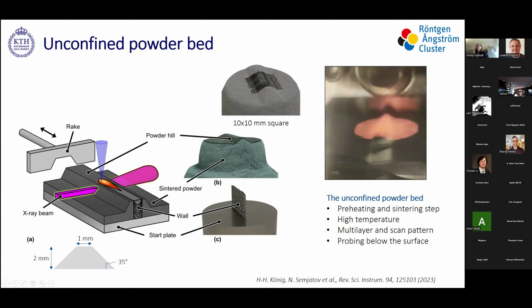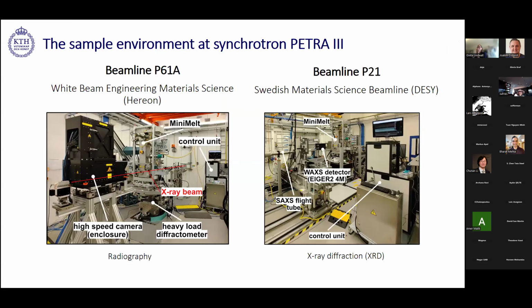And this mini-melt is then compatible with the Swedish Materials Science beamline, P21 at DESY, at the PETRA III synchrotron, and also with the white beam engineering materials science beamline, P61A. So that's where we've done our experiments. Here is the mini-melt. We've done imaging or radiography at P61 and diffraction and scattering at P21.